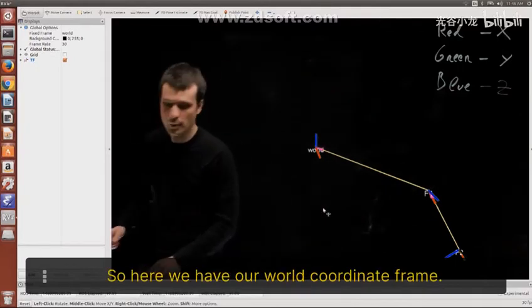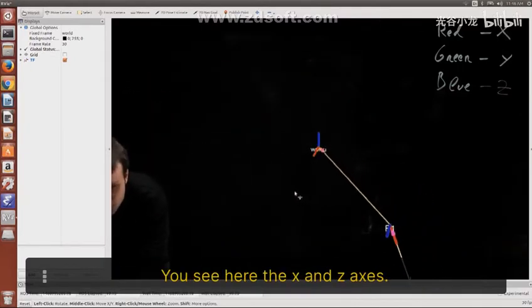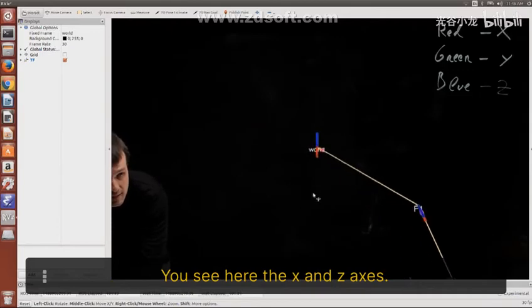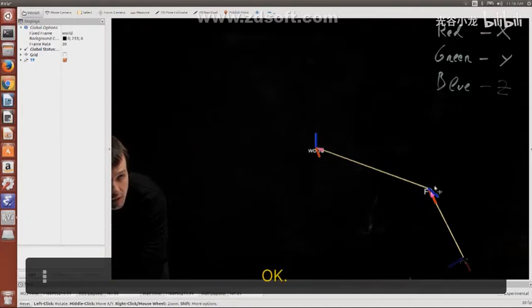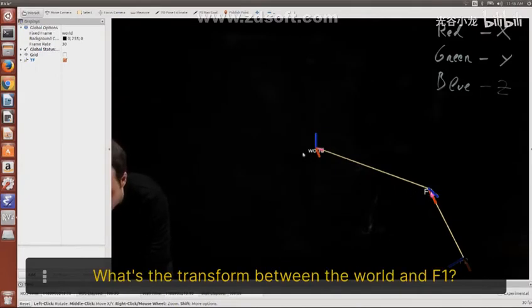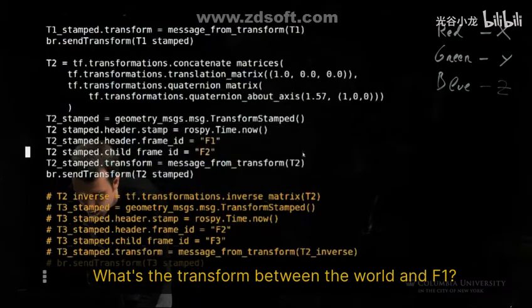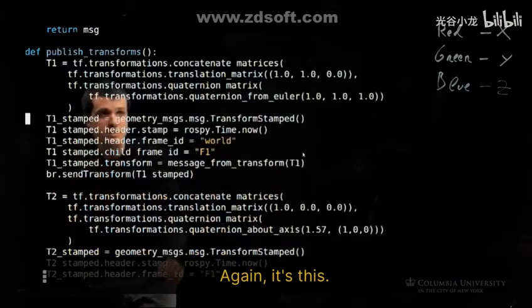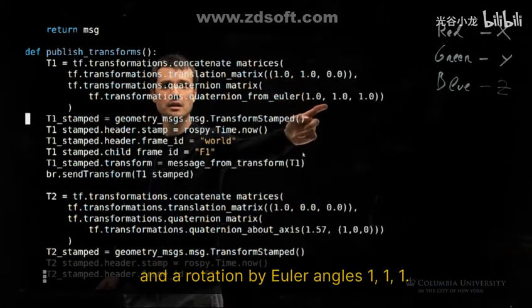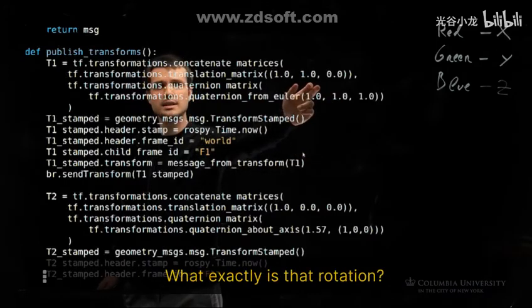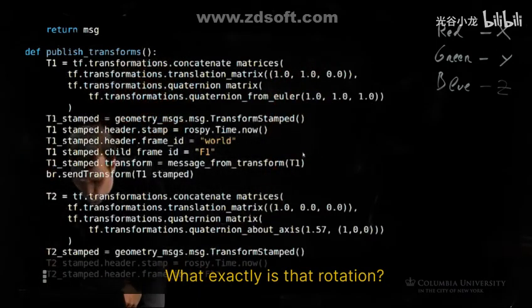So here we have our world coordinate frame. You see here the x and the z axes, and relative to it we have our frame F1, okay? What's the transform between the world and F1? Again, it's this, right? So it's a translation along x and along y, and a rotation by Euler angles 1, 1, 1. What exactly is that rotation?